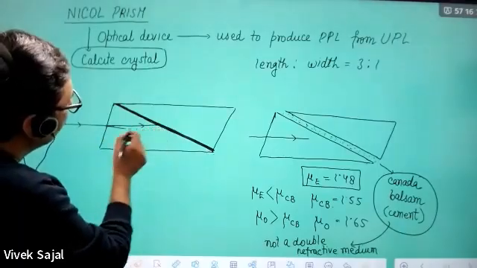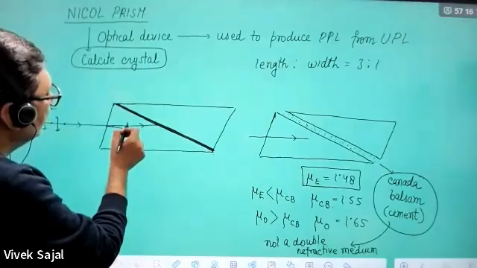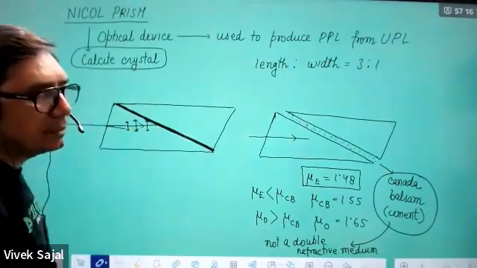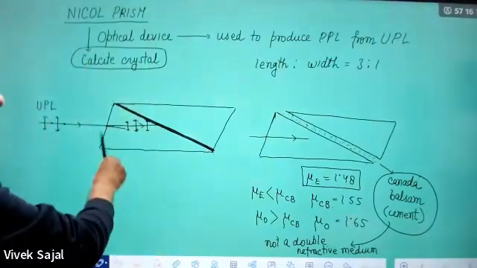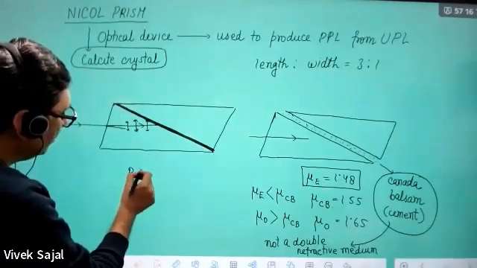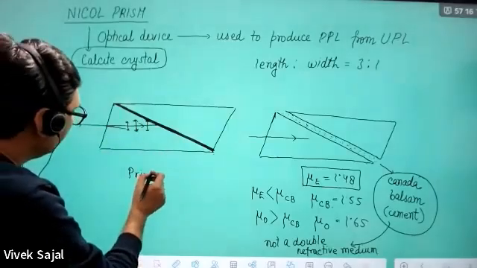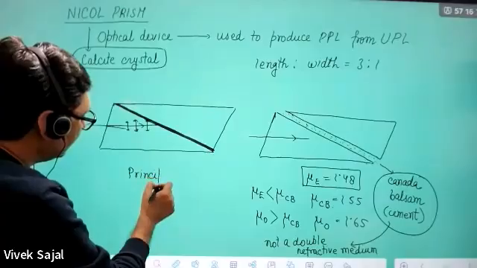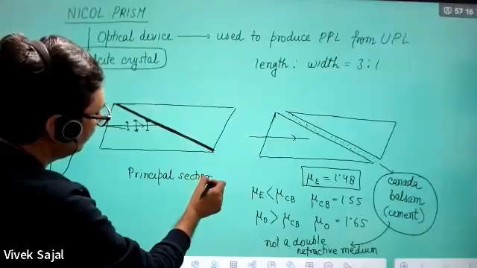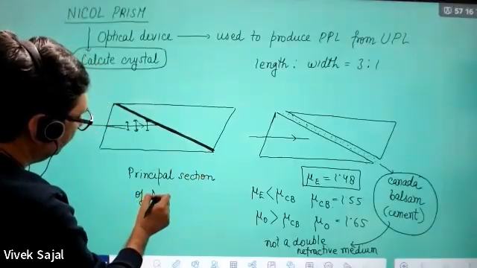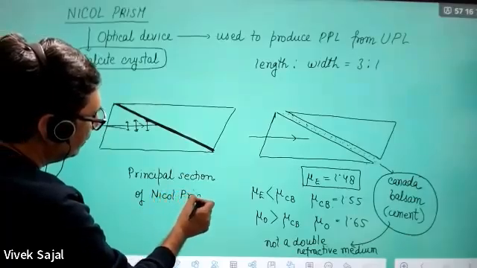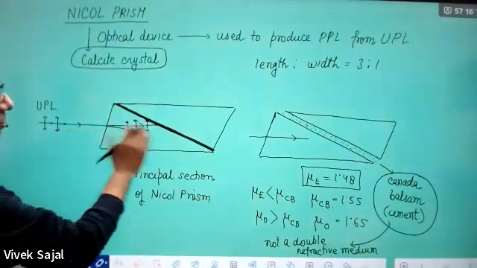One part is this. And what type of part is this? These electric vectors are parallel to this plane, parallel to the principal section. What I'm showing you here on the board is the principal section of the Nicol prism. So this unpolarized light splits into two parts.